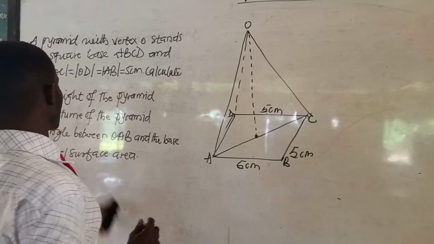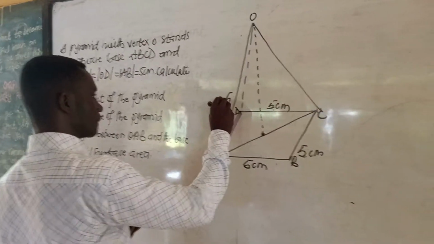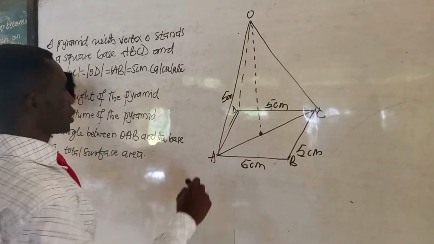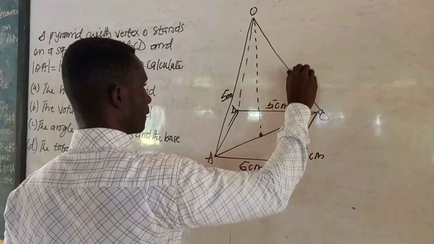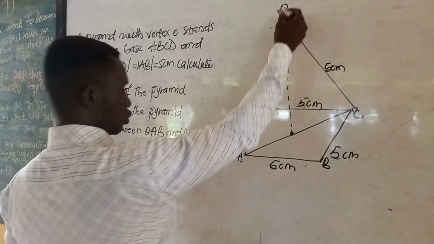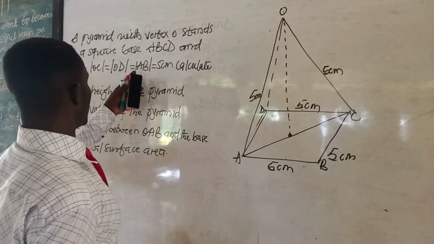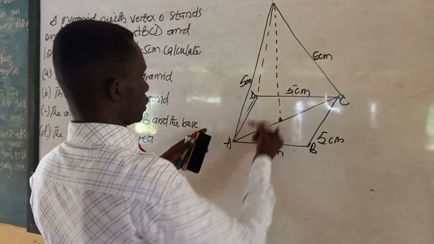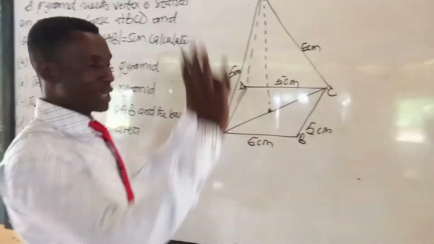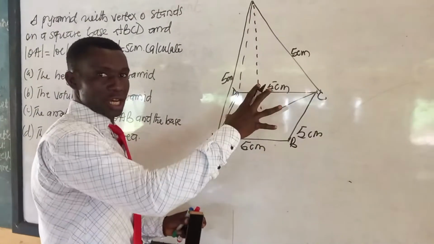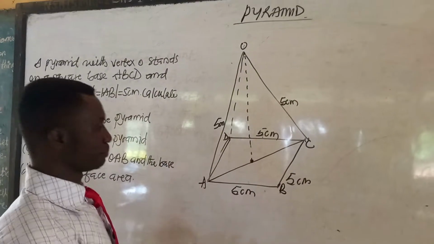Now, the question says OA. Where is OA? OA is also 5 centimeters, is equal to OC. Where is OC? OC also 5 centimeters. OD also 5 centimeters. This also 5 centimeters. Then AB. This height is the same as this height, is the same as this height. But the way it is drawn, because this is a three-dimensional object that is drawn like that, that's how you see it.